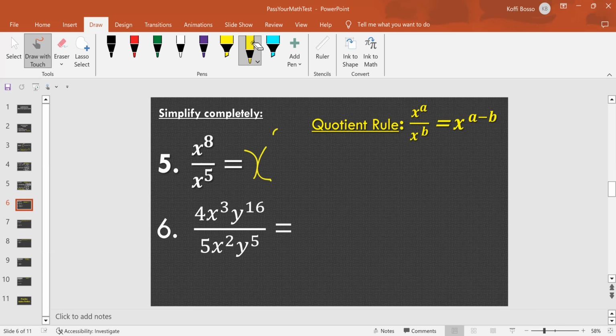So we take the top power, which is 8, minus the bottom power. So 8 minus 5. And then doing that, we get x cubed. Okay. So always we take the top power minus the bottom power. Now, question number 6, the next challenge.